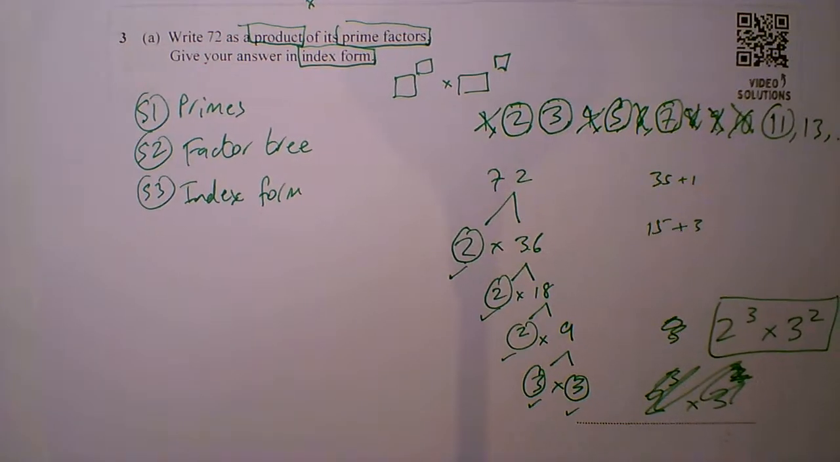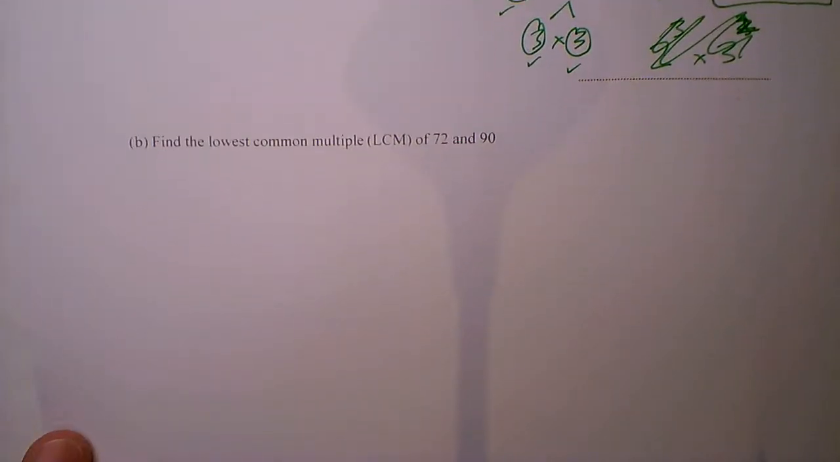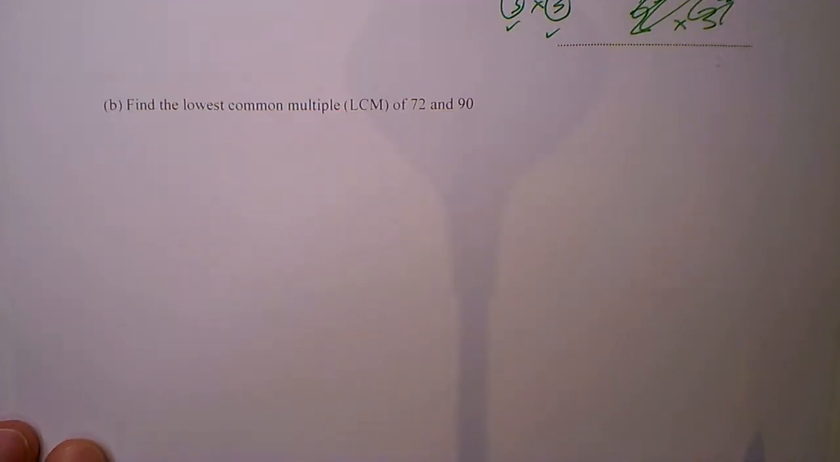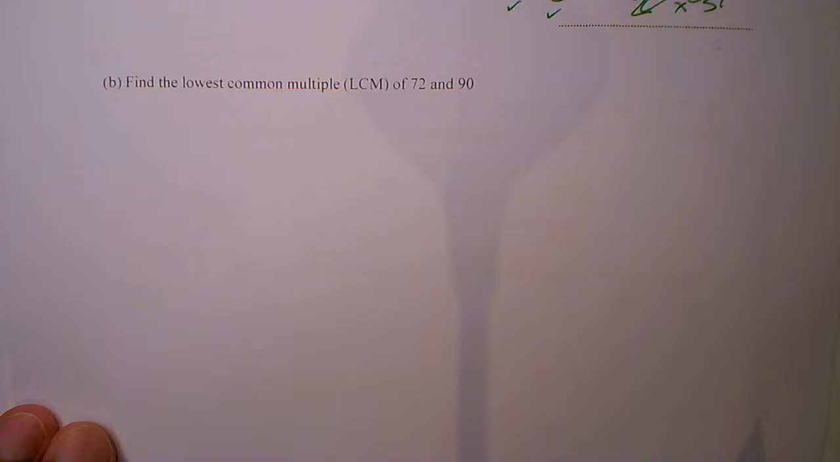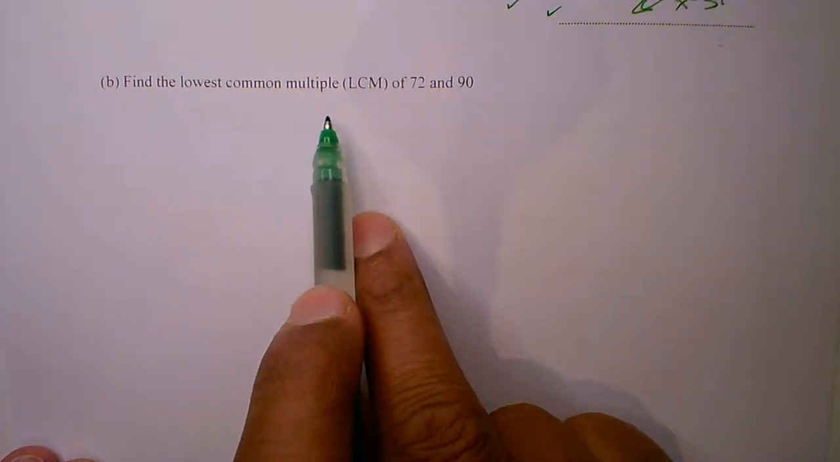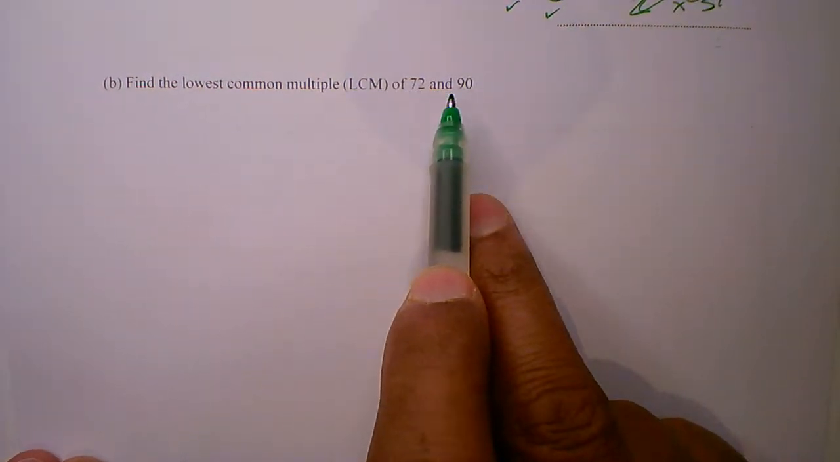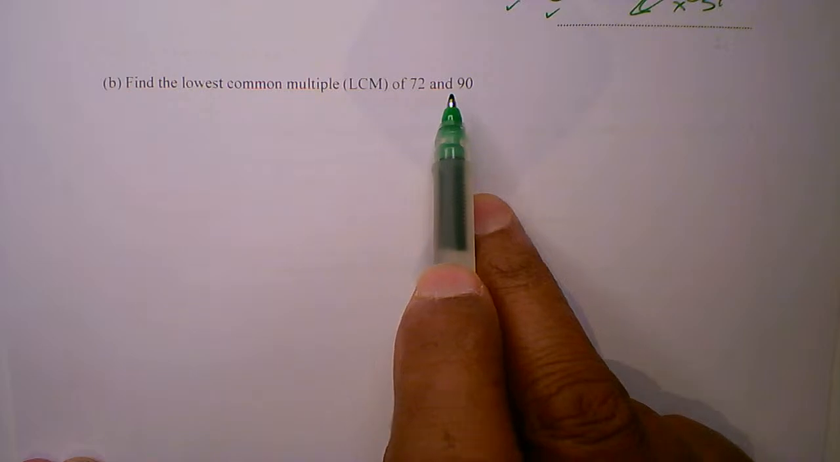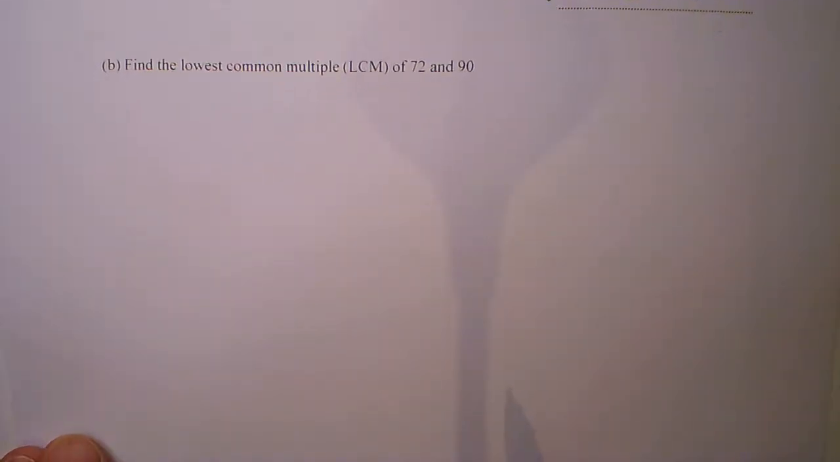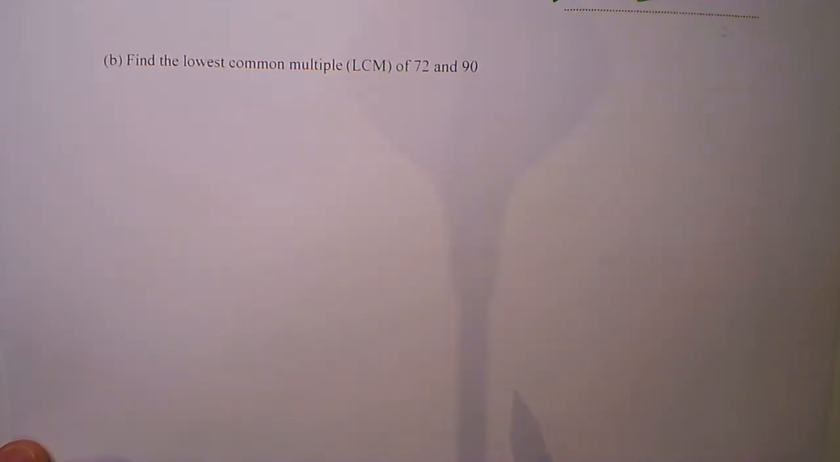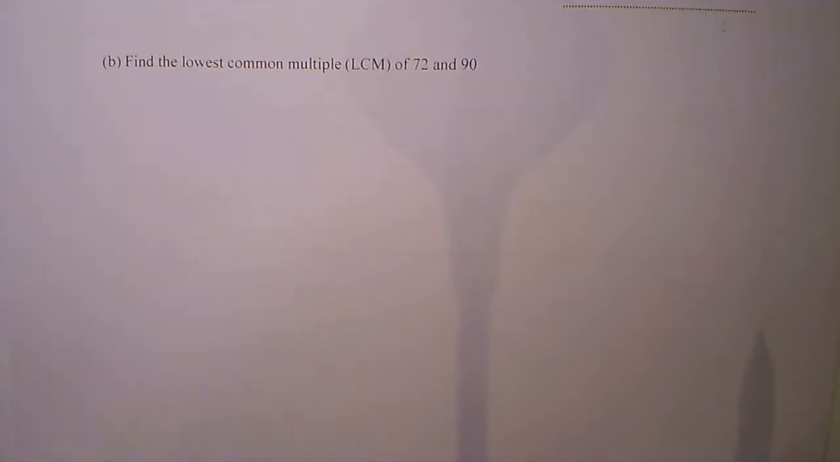Let's look at part B now. Part B. Okay, so find the lowest common multiple of 72 and 90. I'll give you a few seconds to try that question. If you need more time, then press pause. And when you're ready, you can just press play.